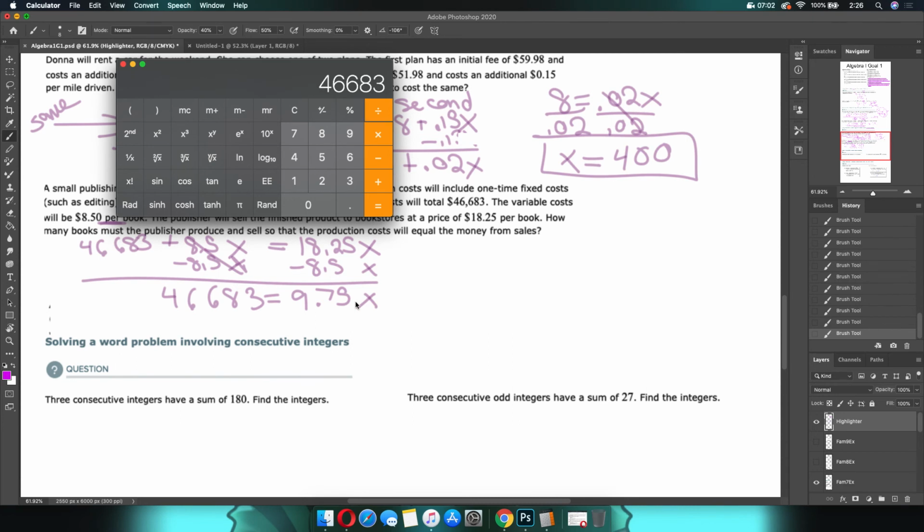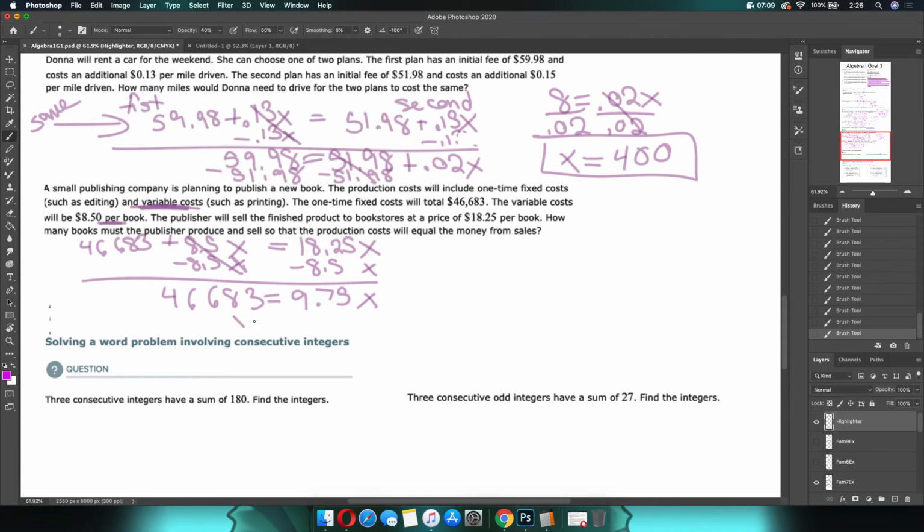46,683 divided by $9.75 equals 47.88. So x equals 47.88. That's how many books minimum you need to sell in order to break even. So again, keeping in mind what your keywords are.